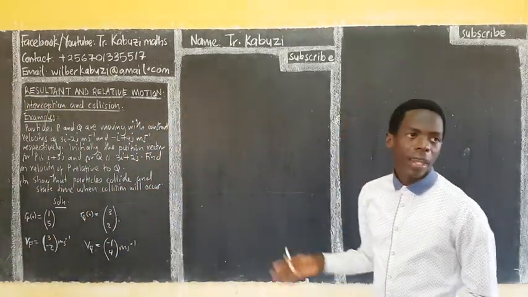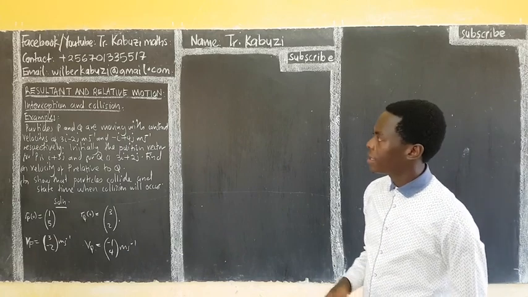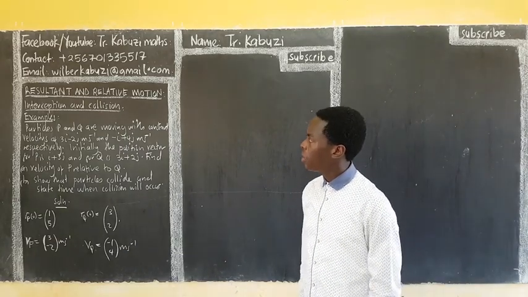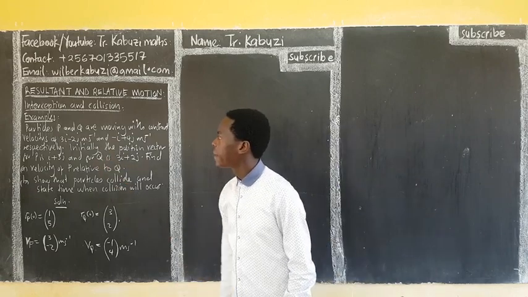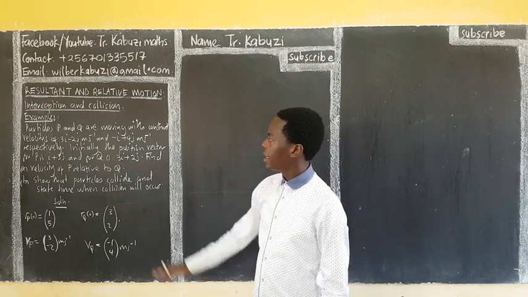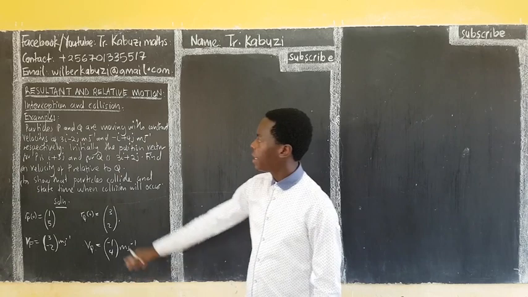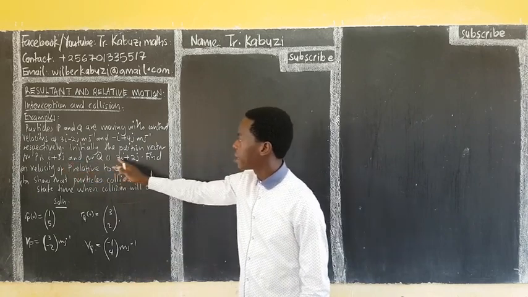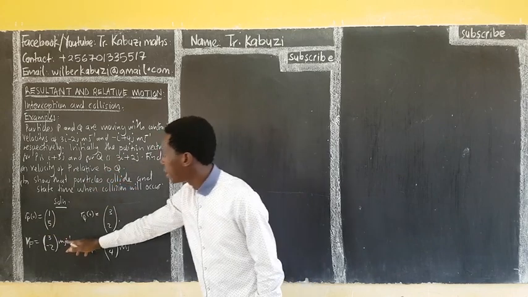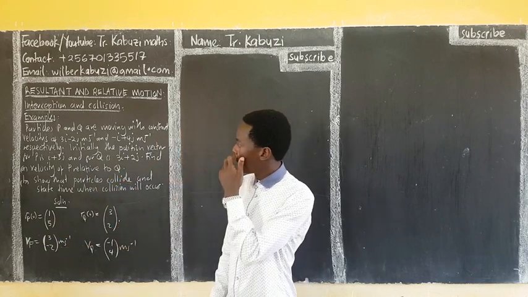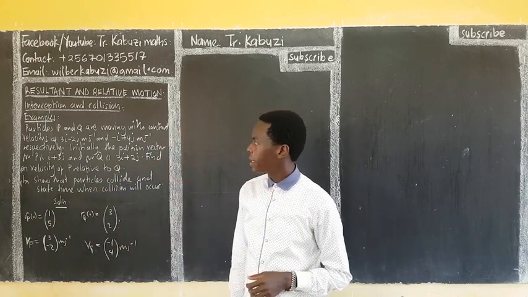Let us see how we handle this number here. It says particles P and Q are moving with constant velocities of, so these are the velocities, in meters per second. Initially, the position vector of P is this, so these are the position vectors, for P is that, and then for Q is this. Find the velocity of P relative to Q.